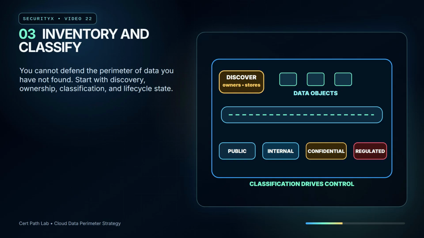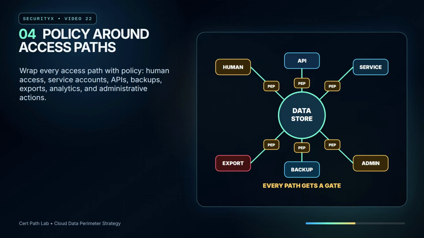The first practical step is inventory and classification. You cannot design a strong data perimeter for data you have not discovered. Identify repositories, data owners, sensitivity labels, retention rules, key dependencies, backup copies, and where data is replicated. Then tie controls to the classification, not to a vague assumption that every storage bucket or file share has the same risk.